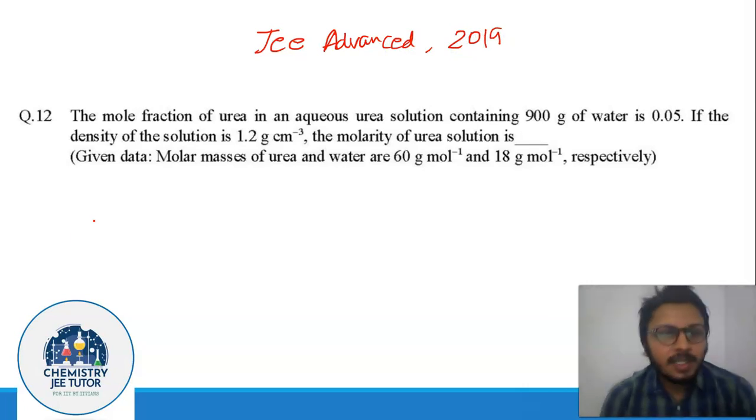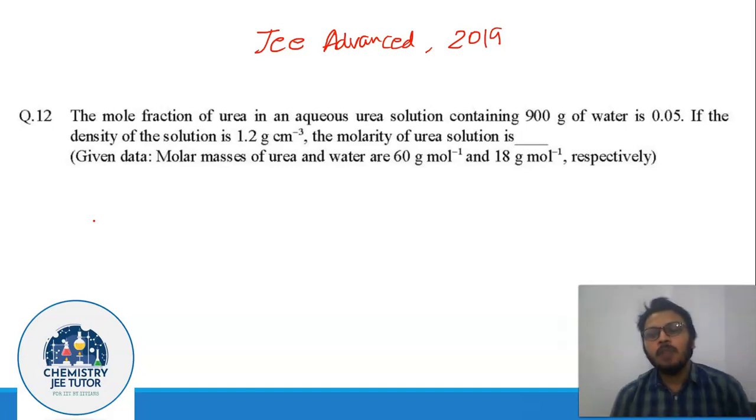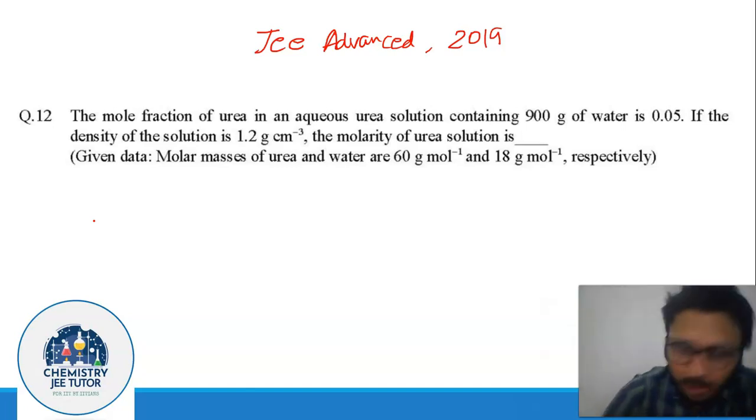The question states that the mole fraction of urea in an aqueous urea solution containing 900 gram of water is 0.05. If the density of the solution is 1.2 gram per cc, we have to find the molarity of the urea solution. Given the molar masses of urea and water are 60 gram per mole and 18 gram per mole respectively. Before going to the question, let us look at what is molarity and what is mole fraction.